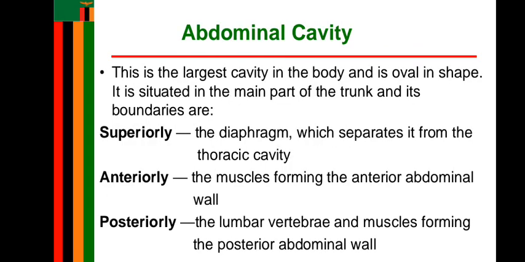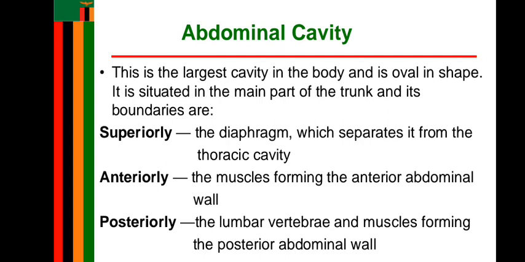Okay, let's look at the abdominal cavity. The abdominal cavity is the largest cavity in the body, and it is oval in shape. It is situated in the main part of the trunk, and its boundaries are as follows. When we go to the abdomen, superiorly we have the diaphragm, which separates it from the thoracic cavity. Then anteriorly we have the muscles forming the anterior abdominal wall. Then posteriorly we have the lumbar vertebrae and the muscles that form the posterior abdominal wall.